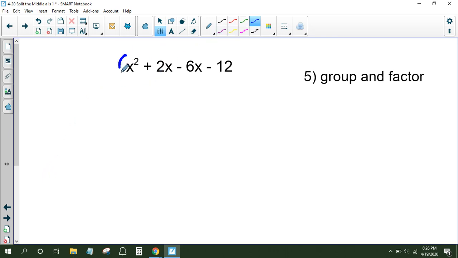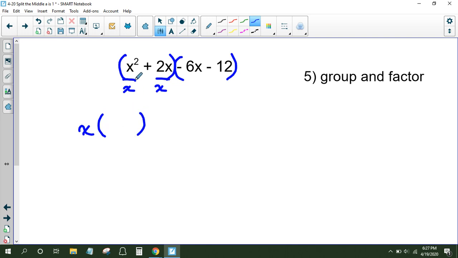We now have an expression that looks familiar to us again. We're going to group and factor. So we're going to group those two together, and we're going to group those two together. What can we divide both of these terms by? In this case, it's going to be a single x. So we're going to pull that out. That's going to be our GCF.